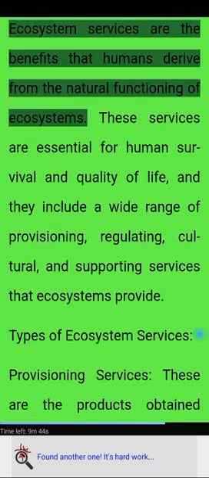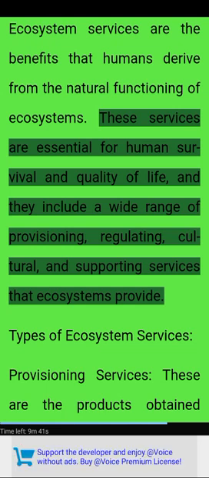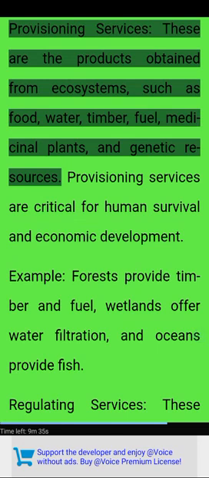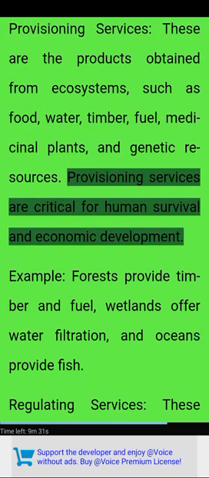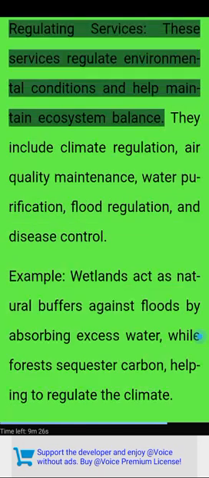2. Ecosystem services. Ecosystem services are the benefits that humans derive from the natural functioning of ecosystems. These services are essential for human survival and quality of life, and they include a wide range of provisioning, regulating, cultural, and supporting services that ecosystems provide. Types of ecosystem services. Provisioning services. These are the products obtained from ecosystems, such as food, water, timber, fuel, medicinal plants, and genetic resources. Provisioning services are critical for human survival and economic development. Example: forests provide timber and fuel, wetlands offer water filtration, and oceans provide fish.